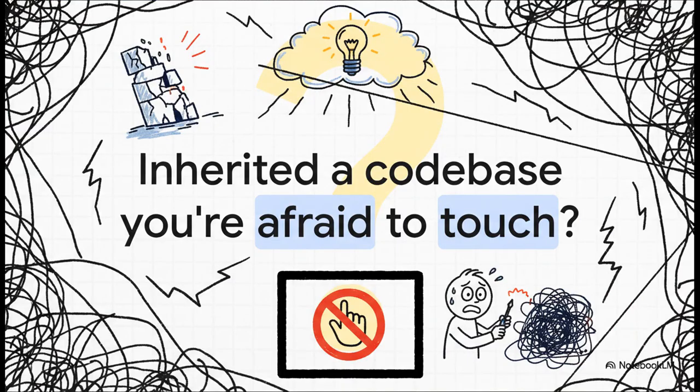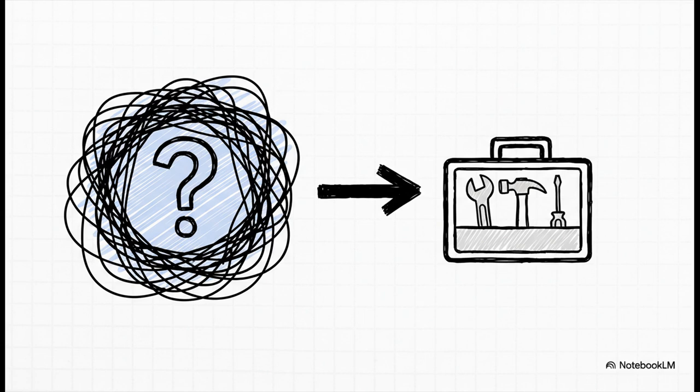It's a classic developer nightmare, isn't it? You've got thousands, maybe hundreds of thousands of lines of code, zero documentation, and you're pretty sure if you breathe on it wrong, the entire system is just going to fall over. Trust me, we have all been there. But here's the good news, you do not need to rewrite the entire thing from scratch.